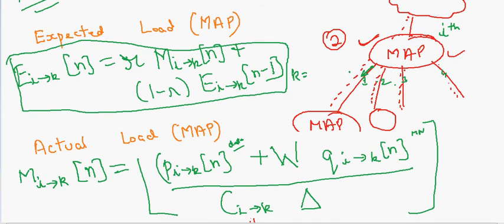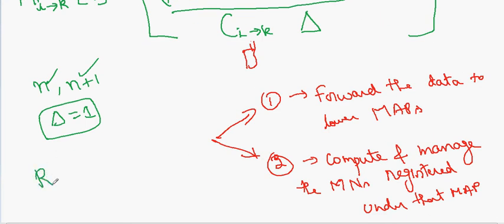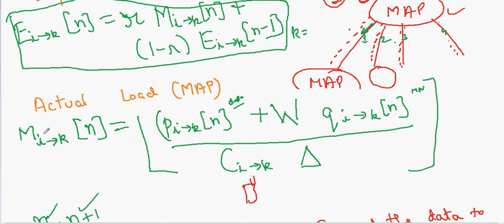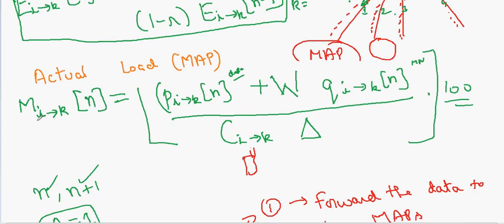If the load is sent through the RES field, it's sent as a percentage load. So if it's 100%, it's full. So it's nothing but M of i to k times 100. That gives the percentage of load that is there in the ith map to its kth downstream.